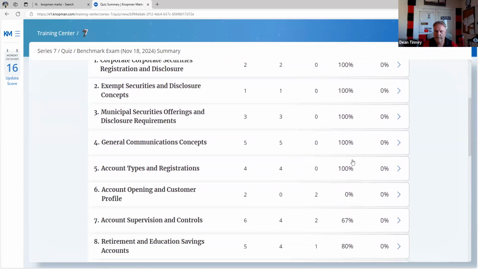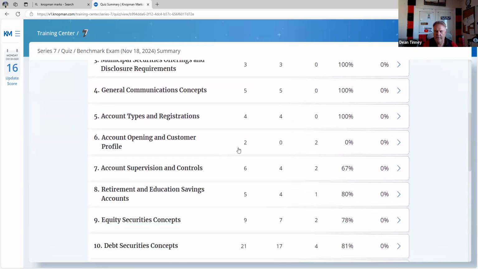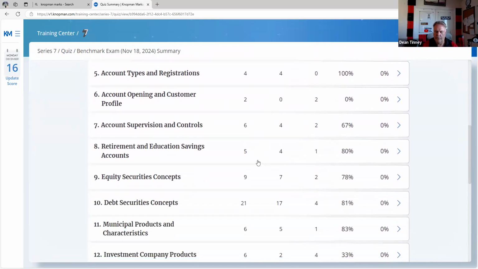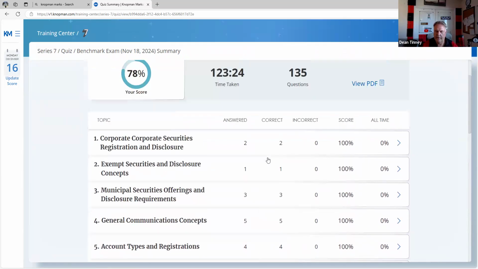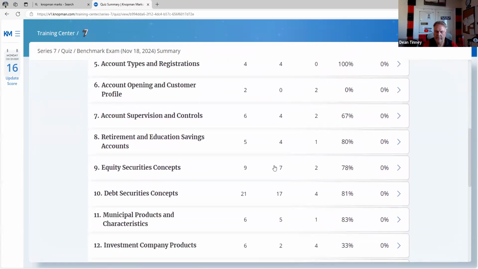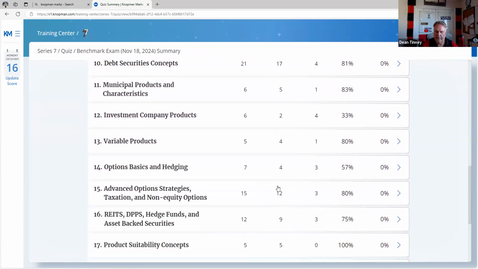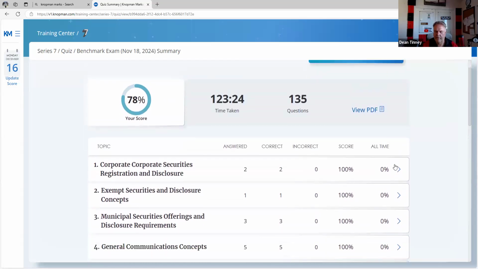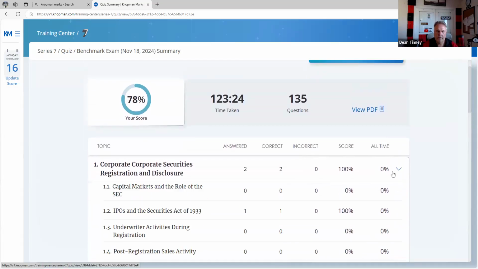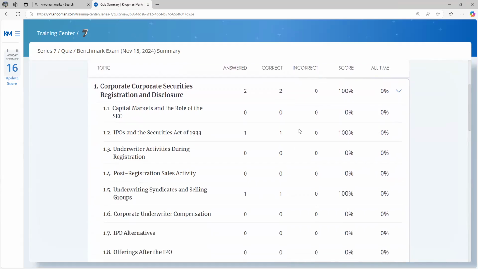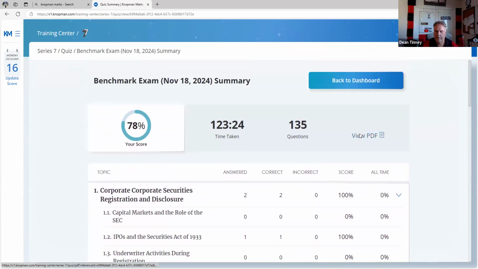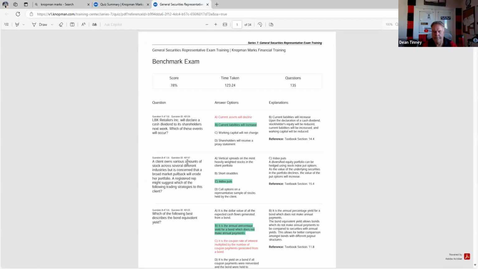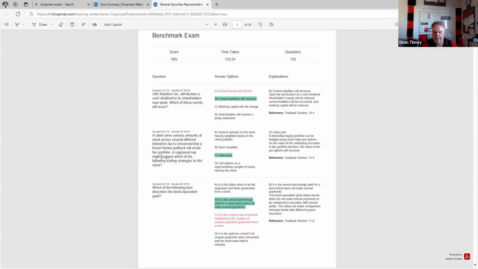Answered correct. So we missed 2 on account opening and customer profile. Incorrect. So there's our incorrects. Debt securities concepts. Okay. I'm just wondering how we tell it to show us the ones we missed. So hit view PDF. Go up. Oh, there we go. Okay, we talked about that one.